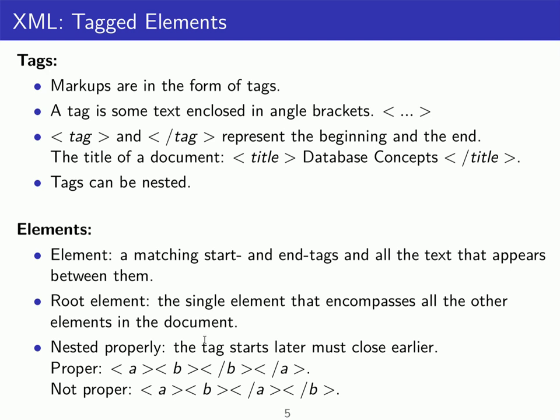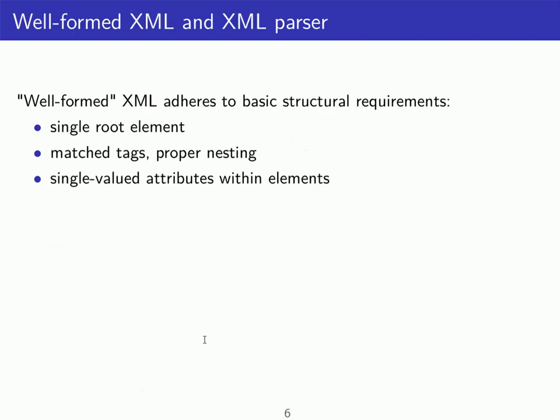The 3 requirements of an element actually form the basic structural requirements of a well-formed XML document: single root element, match tags, proper nesting, single value attributes within elements. For the 3rd requirement, it is saying that an element should be single-valued rather than multi-valued. If all the 3 requirements are satisfied, we call it a well-formed XML document.